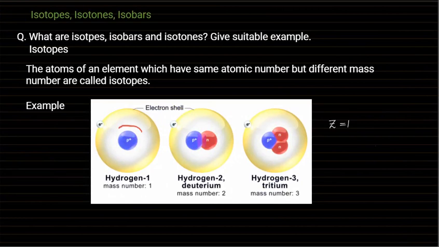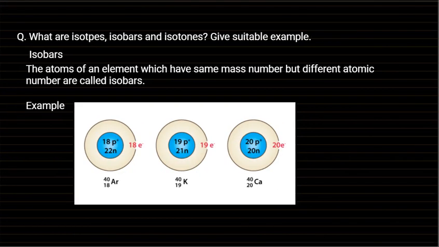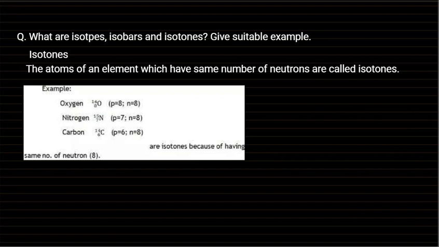Fine. So let's just do a quick revision. If the atoms have the same atomic number, such elements are known as isotopes. If the atoms have the same mass number, such elements are known as isobars. And finally, if the atoms have the same number of neutrons, such elements are known as isotones. So these are your isotopes, isobars, and isotones.